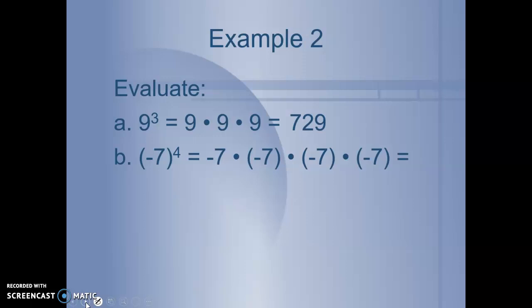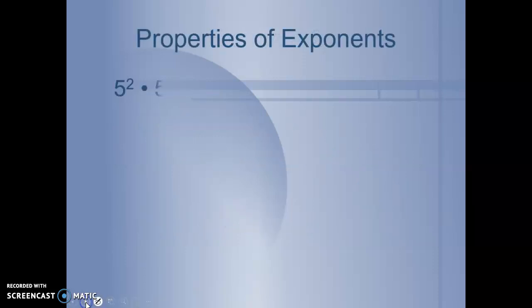Try this one on your own. Negative 7 to the 4th power. Pause if you need to. And after unpausing, you should have gotten 2,401. Try this one on your own. Negative 4 squared, not in parentheses. So that's a negative 4 squared. 4 squared is just 4 times 4. Stick the negative on the end. Nice job if you got negative 16.